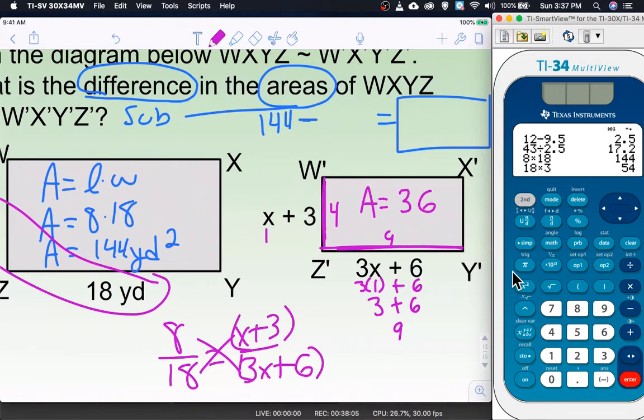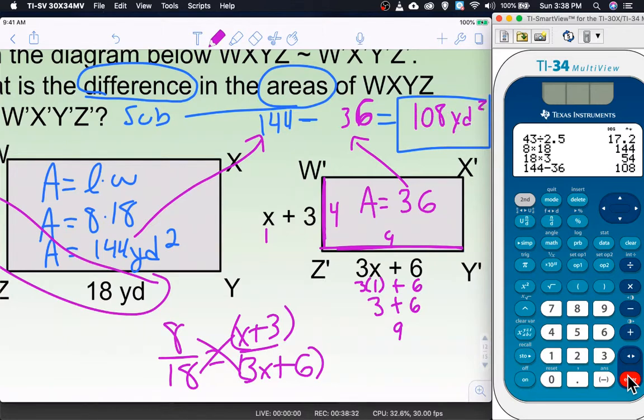And we're finally ready for the last step of this problem. Finding the difference of the areas. So I have the area of the big one and the area of the little one, which is 36. When I subtract the areas, 144 minus 36 is 108 yards squared. The answer is 108 yards squared.